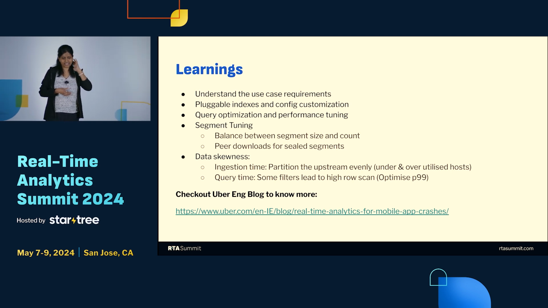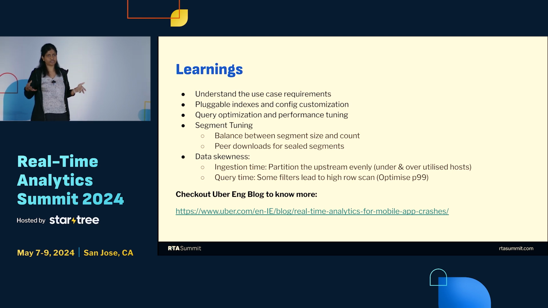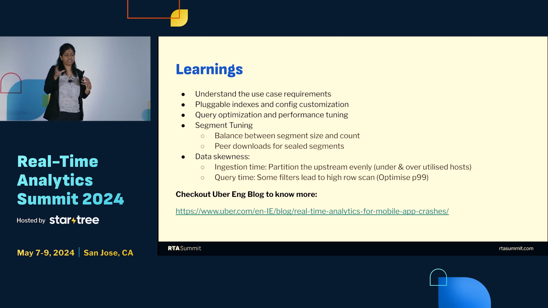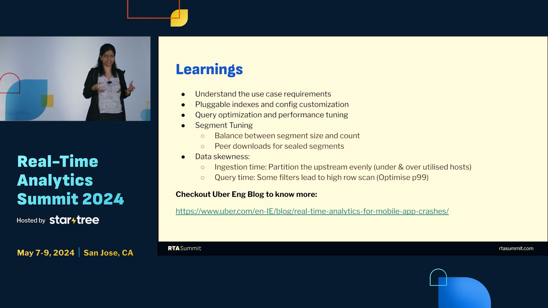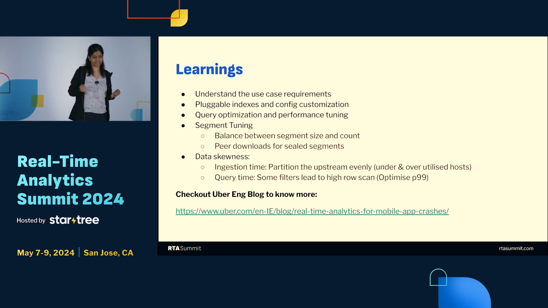Peer download for the sealed segment. The default download type in Pinot is to read from the deep store, which is HDFS. And HDFS typically times out when the segment sizes are really huge, especially 2 GBs or 3 GBs, right? So we changed to the peer download model for the sealed segment. So you read it from your peer servers, rather than going to the deep store, which might not have the same SLA compared to the Pinot infrastructure.